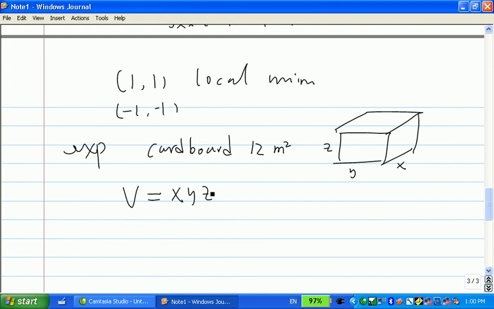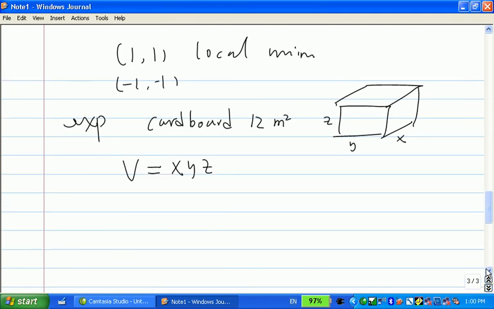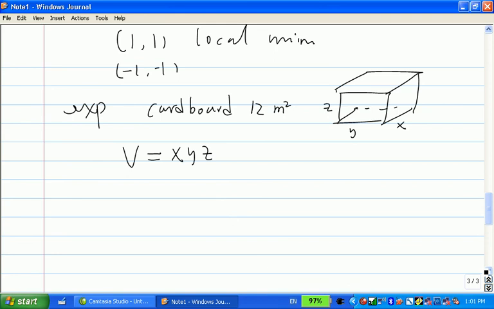We want to choose x, y, and z such that the volume of the box is as large as possible. Ask yourself, can x, y, z be anything? If that is the answer, then this problem is easy. The volume goes to infinity. Choose x infinitely large, y and z infinitely large, you get an infinitely large volume. However, remember this box is made of 12 square meter cardboard, and remember this box is without a lid. So what do we mean by that? That means the surface area of the box must be 12. Okay, what is the surface area?